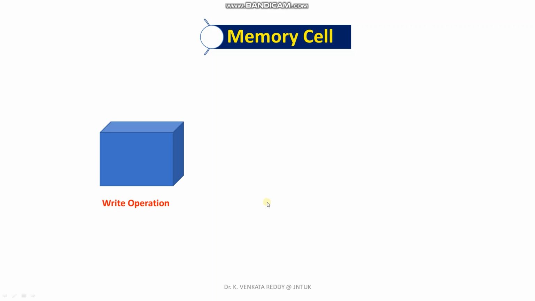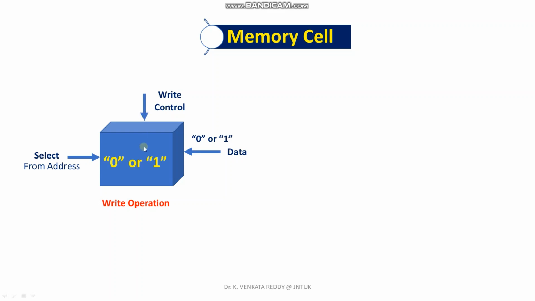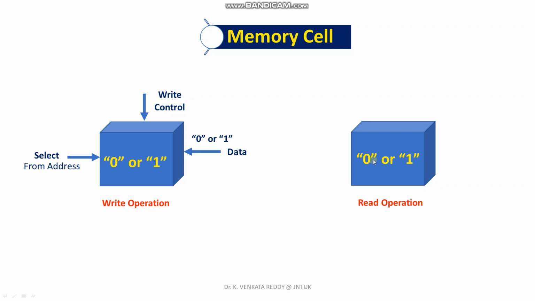If you want to write some information into the memory cell, we need to select that particular memory cell with the help of an address line, send the information to the memory cell through the data bus, and issue a write control signal through the control bus. Then the data, either 0 or 1, will be written into the required memory cell. Similarly, to read information from the memory cell, we first select that memory cell using the address bus, connect the data bus for the data transfer, and issue a read control signal. Then the required data will come through the data bus.